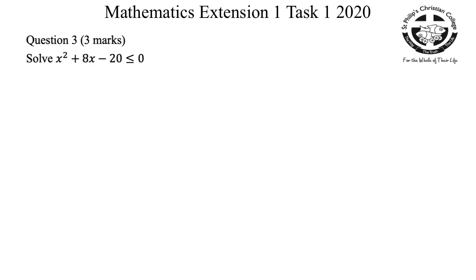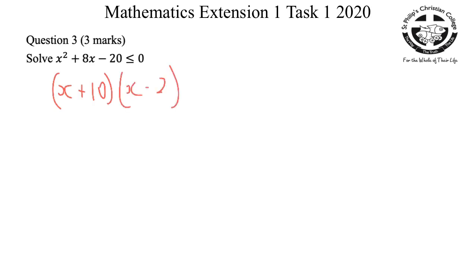We've got our quadratic inequality here, which we solve in exactly the same way as a quadratic equation, except that our solution is not going to be just 1 or 2 values. It's going to be a set of values with 1 or 2 boundaries. So if we have a look here, I'm going to factorize my left-hand side. I'm looking for numbers that multiply to give -20 and add to give 8, which is going to be x plus 10, x minus 2.